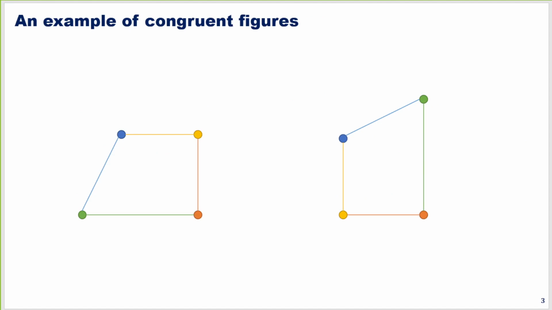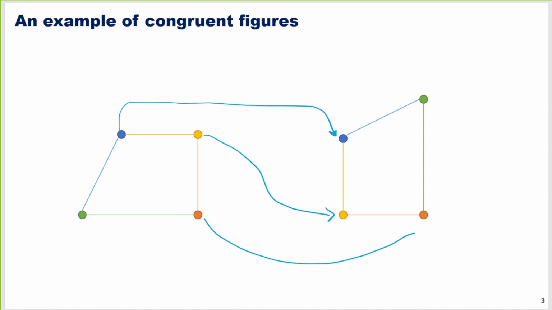For example, this trapezoid is exactly the same as the one on the right, because when you flip, turn, rotate, then translate, one is exactly on top of the other, right? Note that the corresponding points are labeled with the same color here. So this point corresponds with this point, and this point with this point, and this point is corresponding with that point.